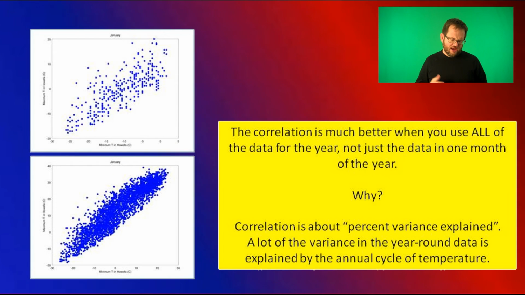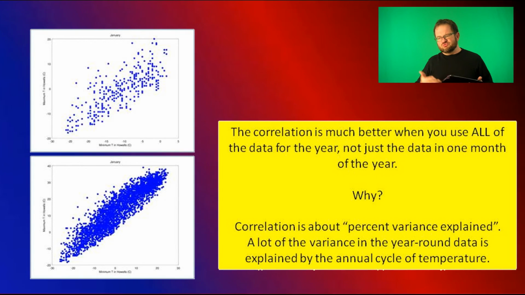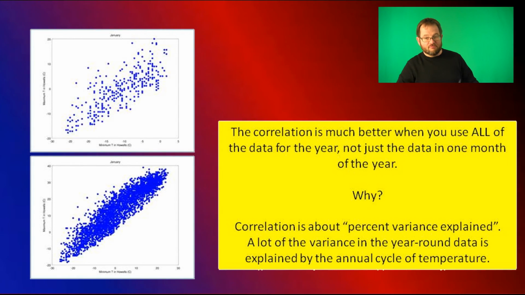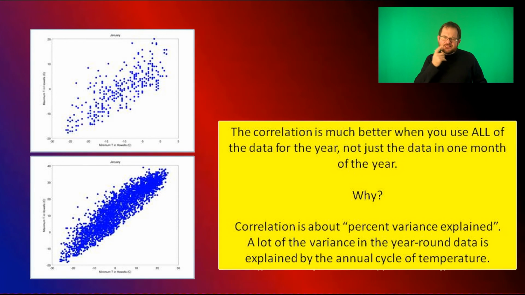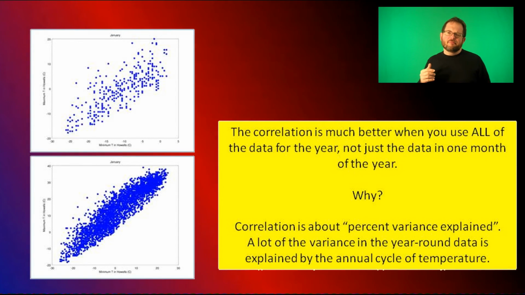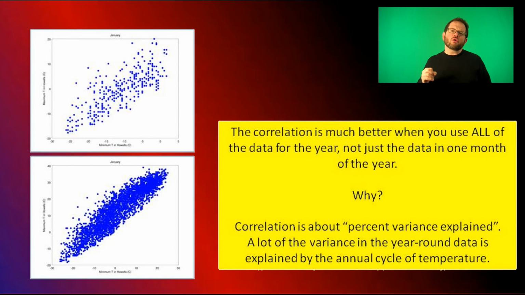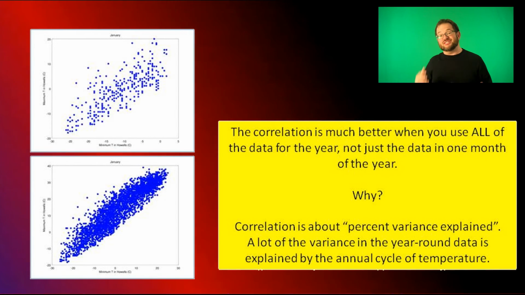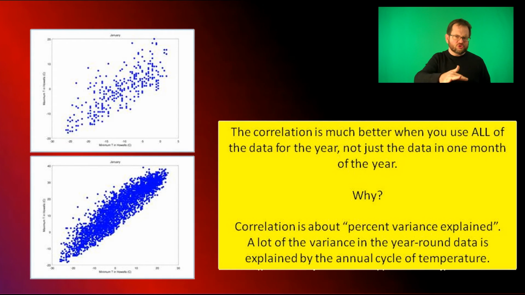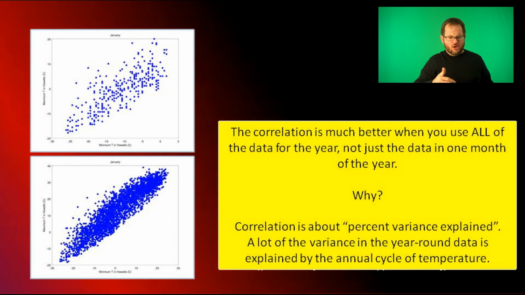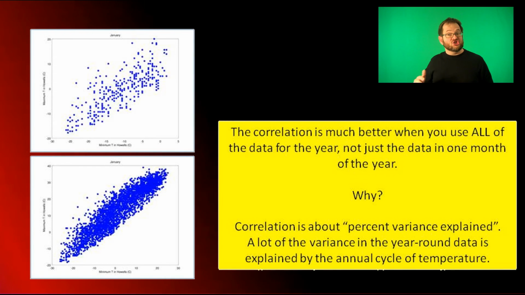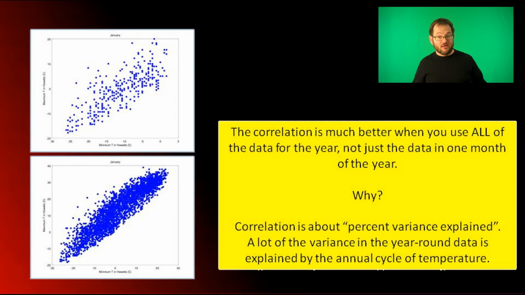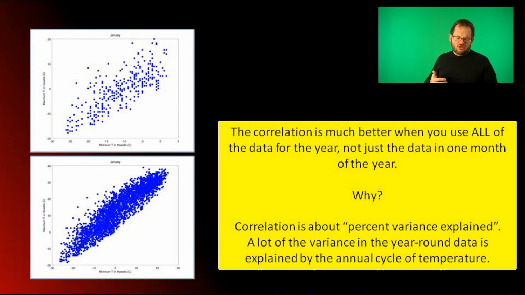And the question is why? Why is the correlation better when we look at the whole year versus when we just look at the data from 1 month for 10 different years? This is a difficult question to articulate. Here's the deal. Remember, correlation is fundamentally about percent variance explained. It's actually the square root of percent variance explained. So if we are saying that the correlation is higher, what we're saying is this relationship is explaining more of the variability.